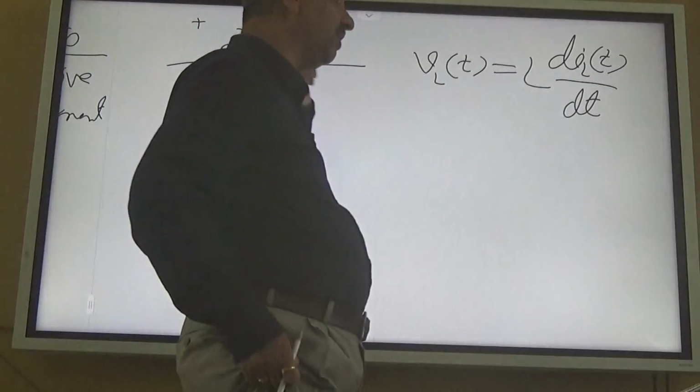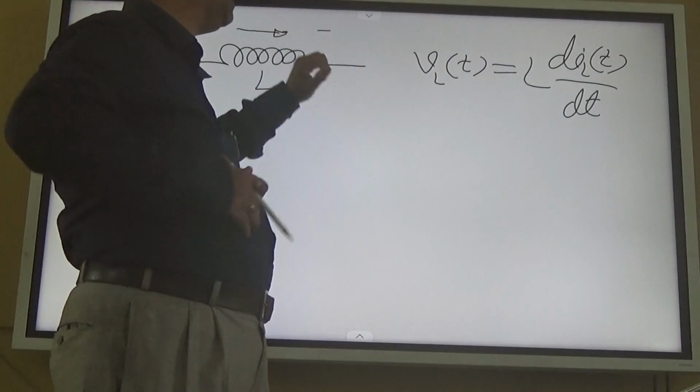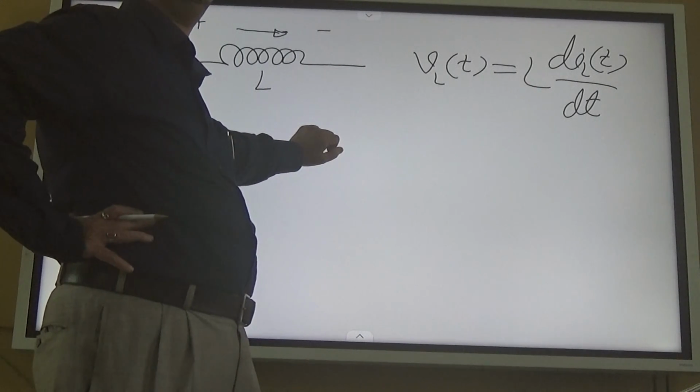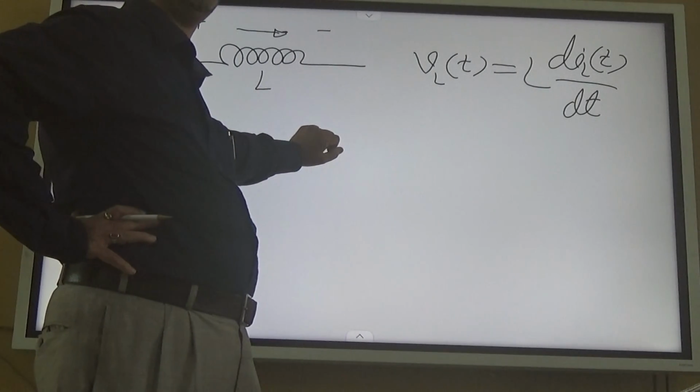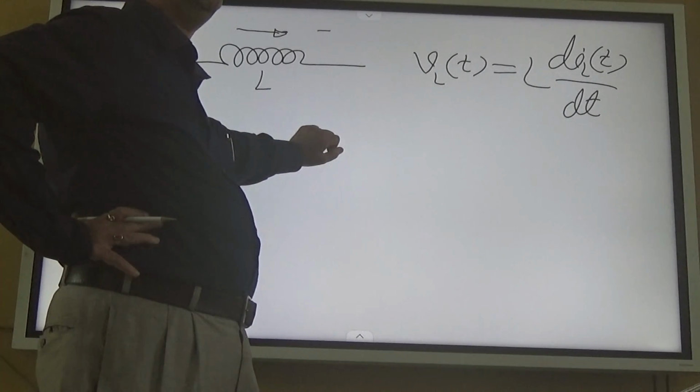Whereas for inductor, why is this so? Whether anybody of you has thought over it? Why is voltage proportional to the differential of current? Why is voltage across inductor proportional to the differential of current?